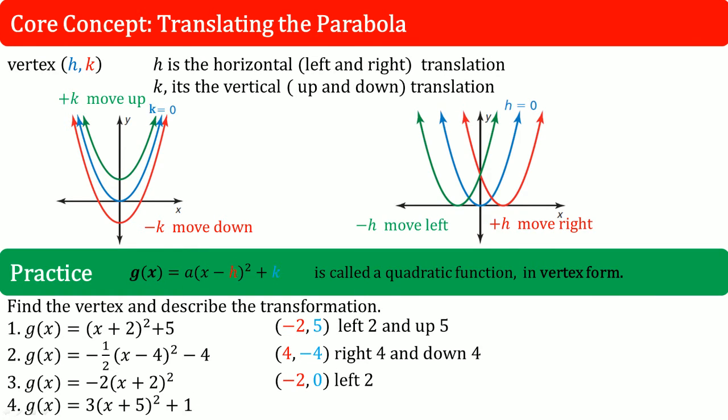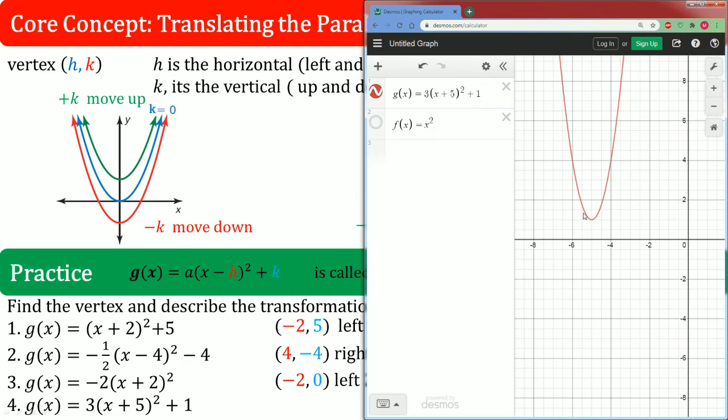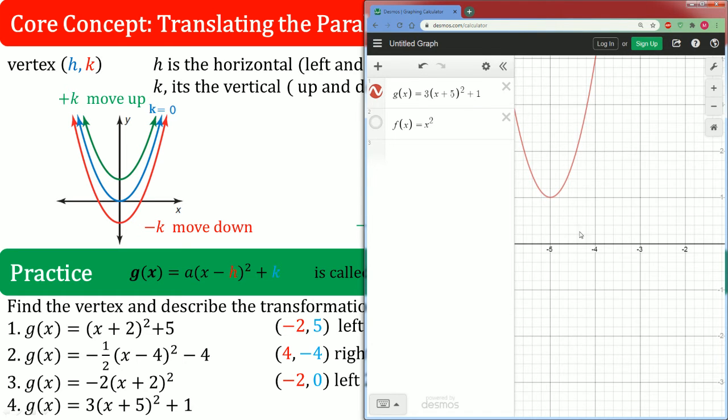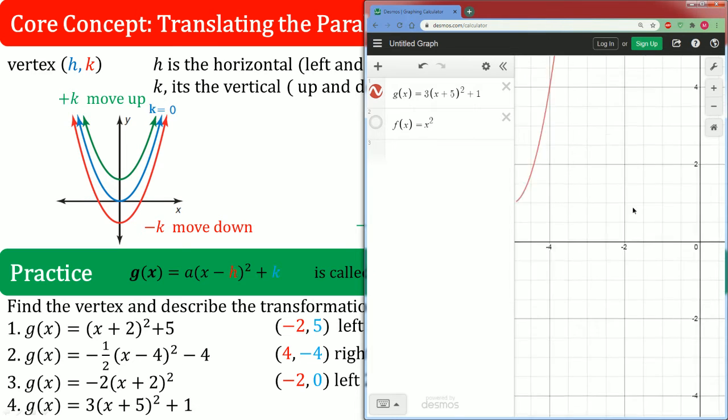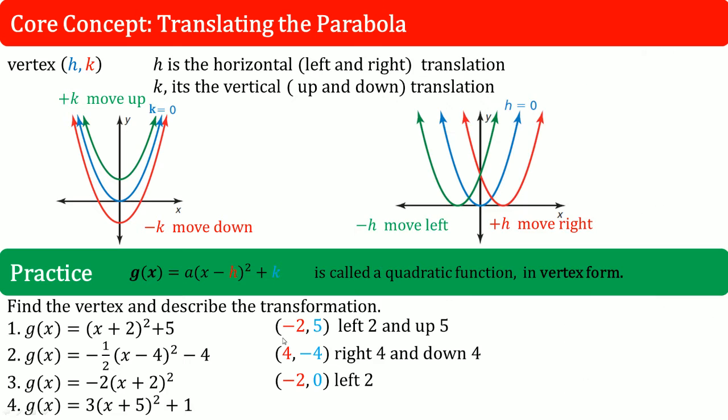Number 4, here you saw that the parabola moved 5 to the left and 1 up, because the vertex is (-5, 1).